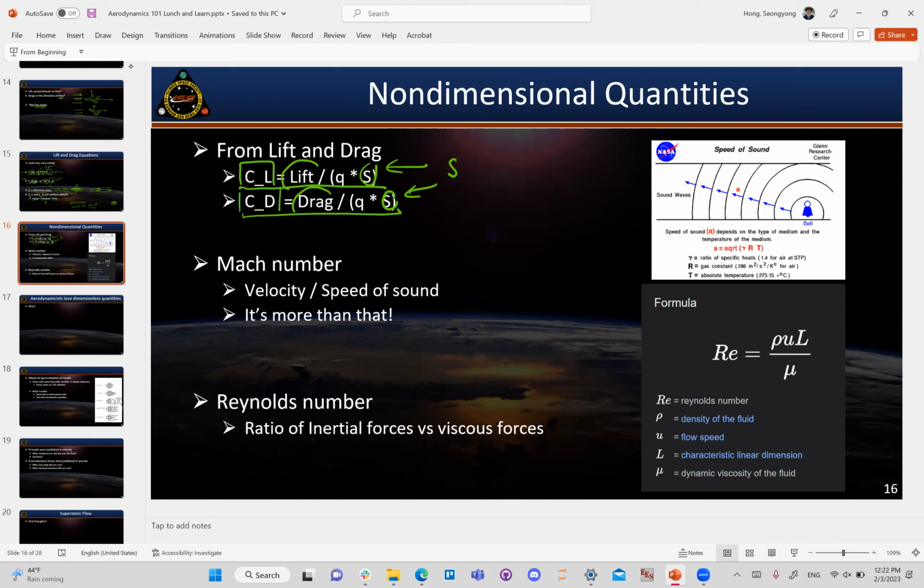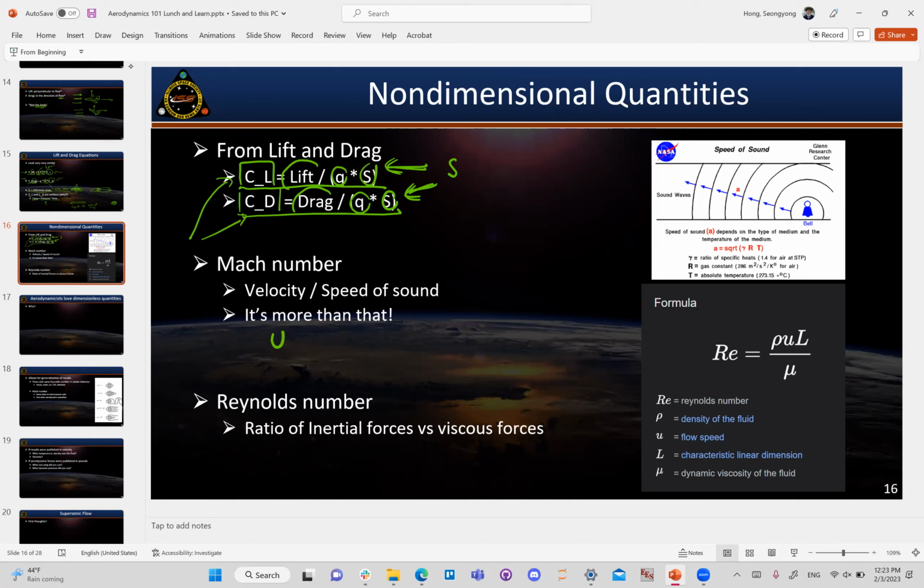But CL and CD are not the only non-dimensional quantities that aerodynamicists love to use. I think most of us have heard of Mach number at this point. Most people just know it as the velocity of an object divided by the speed of sound. Okay, great. Actually, it's kind of more than that.